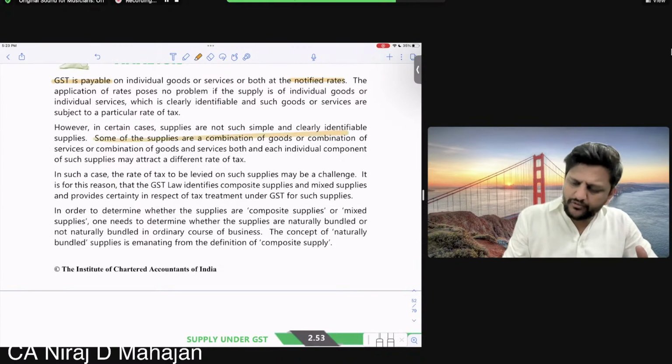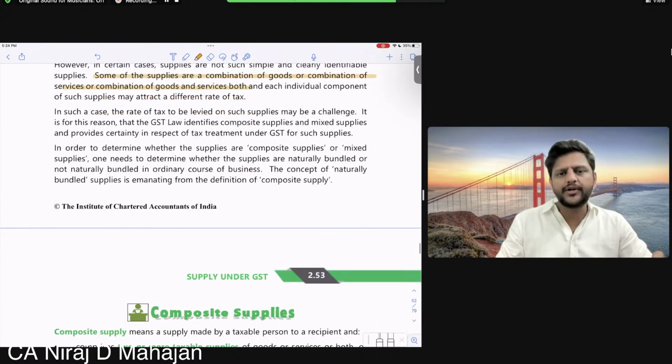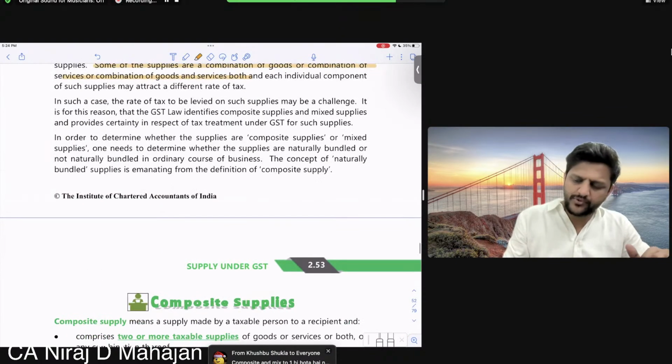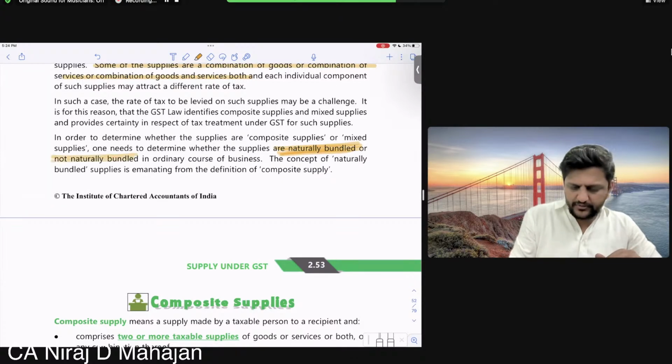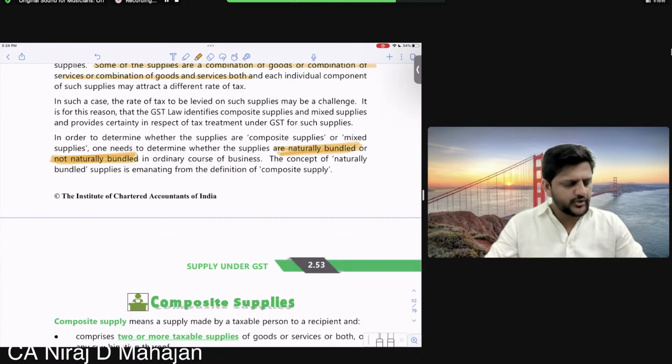Some supplies are a combination of goods or a combination of services or both, and each individual component may attract a different rate of tax. In that case, which rate to apply is a challenge. So that's why we come with the concept of composite and mixed supply. Pay attention. Whether the goods are naturally bundled or not naturally bundled. Example, laptop and charger, what do you think? Are they naturally together or unnaturally together?